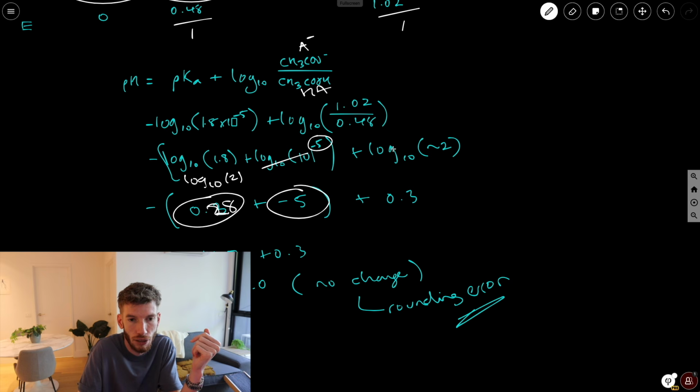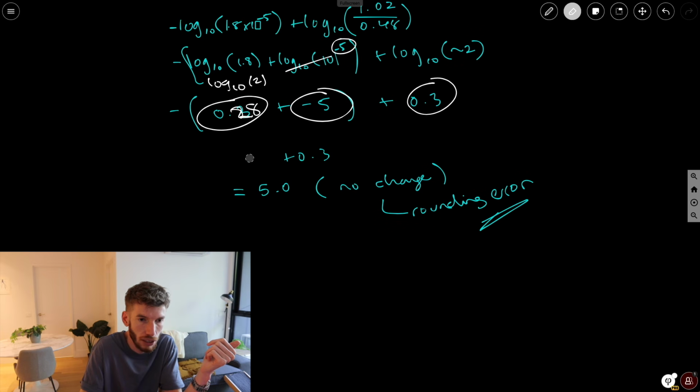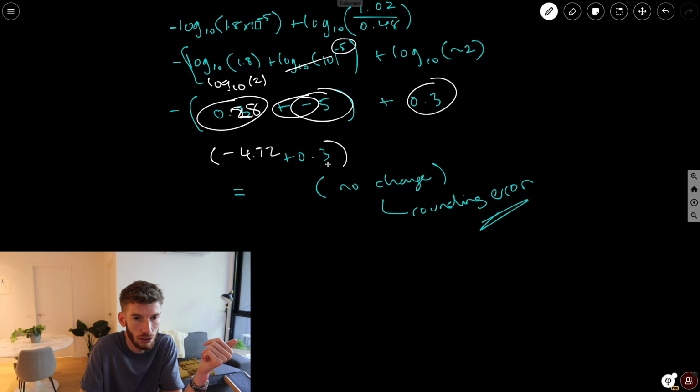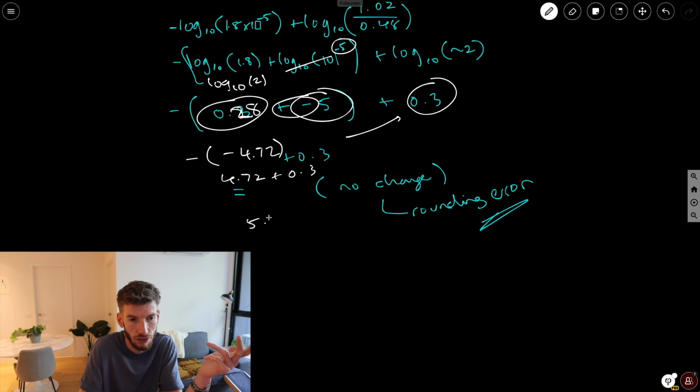And then plus, and then over here, I'm roughly estimating 1.02 over 0.48 is basically 2, right? It's basically 1 over half. And log 10 of 2 is 0.3. So now I'm going to change this slightly. So 0.28, then take away 5 is going to be negative 4.72. And keep in mind as well that there had a negative on the front of it. So then it becomes 4.72, and then plus that 0.3 from here, and then finally we get 5.02.